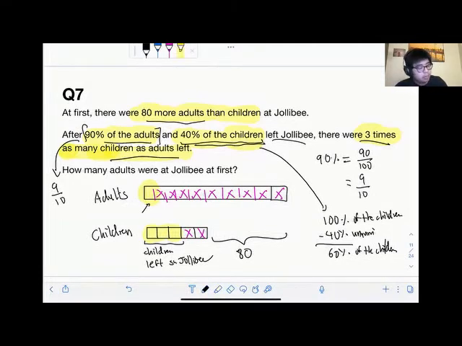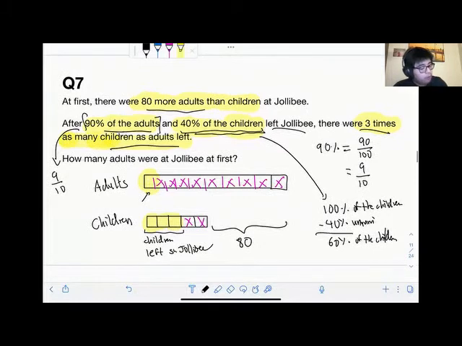Pagkatapos nun, nakita po natin na 40% of the children left Jollibee at yung naiwan ay 3 boxes na 60% of the children. So kung 3 boxes ay 60%, 1 box ay 20%, para maging 100%, 5 boxes po yung kailangan natin para sa children.